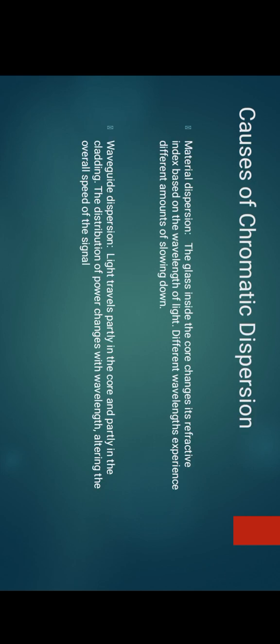The causes of chromatic dispersion. First one, material dispersion. The glass inside the core changes its refractive index based on the wavelength of light. Different wavelengths experience different amounts of slowing down. Second one, waveguide dispersion. Light travels partially in the core and partially in the cladding. The distribution of power changes with wavelength, altering the overall speed of the signal.